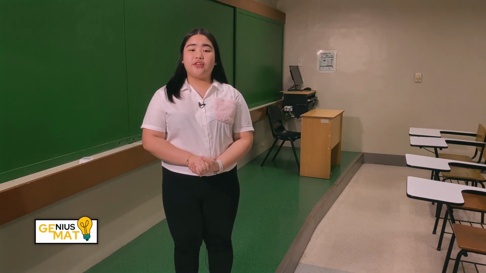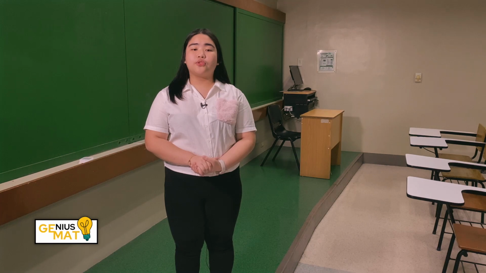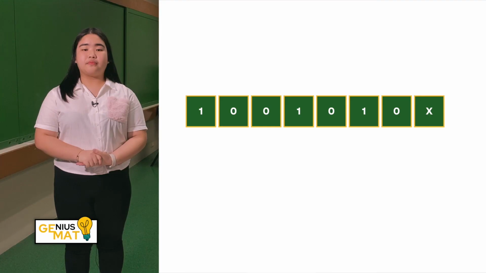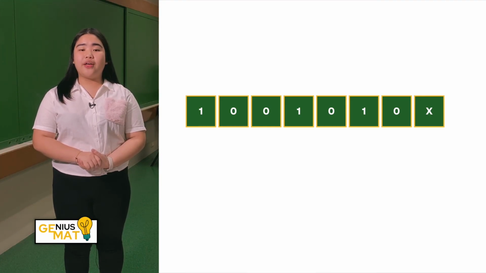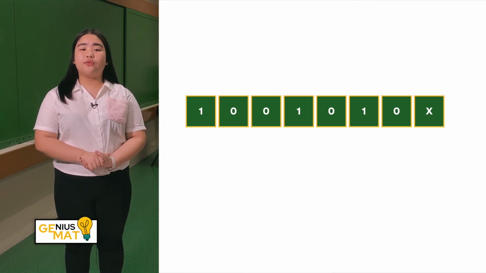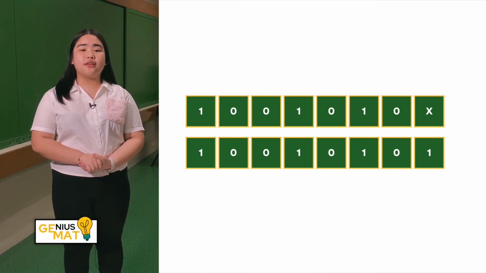Similarly, in the case of even parity, the number of ones in the code should be even. For example, this code has 5 ones in these data bits. That means this parity bit should be 1 so the total number of ones in the code remains even.